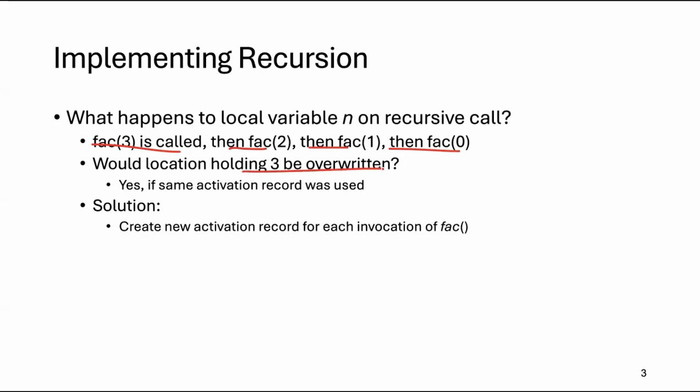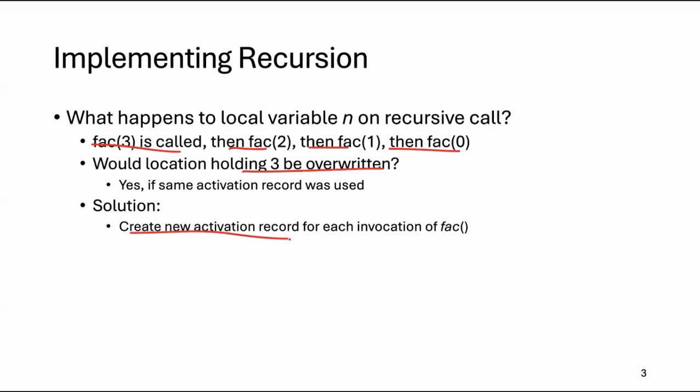So the solution for recursive calls is to create a new activation record for each invocation of the factorial function. We keep that activation record in the activation record stack. Once we return from a specific recursive call, we pop out the activation record associated with that call. So we need an activation record for each function call. We treat it as a regular function call.